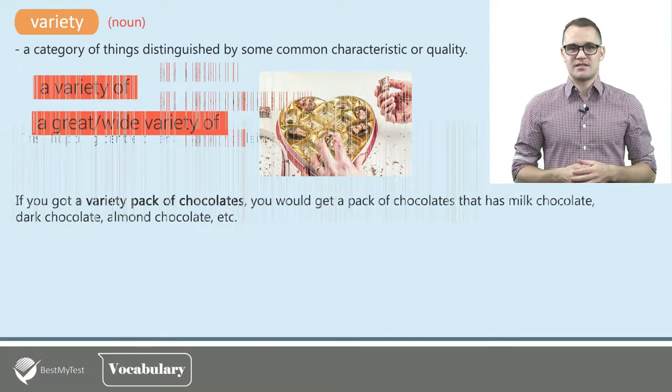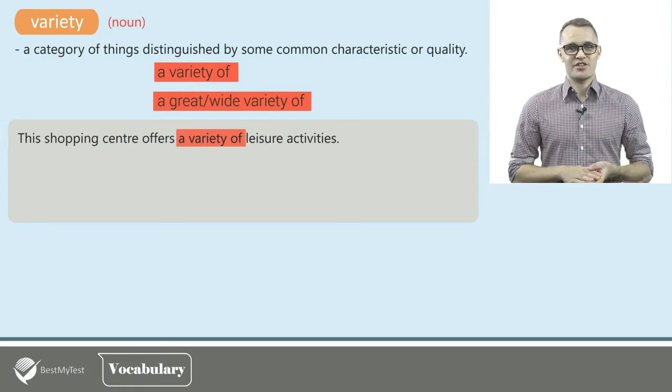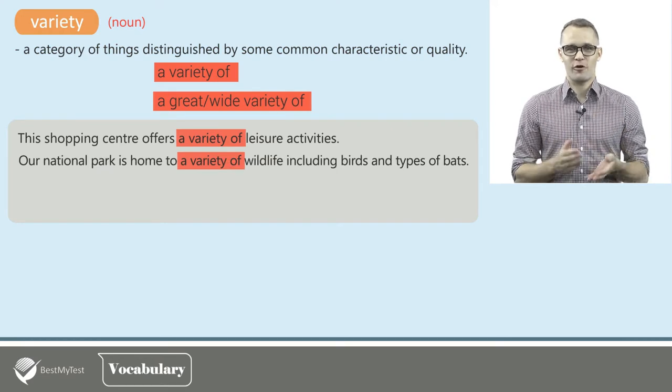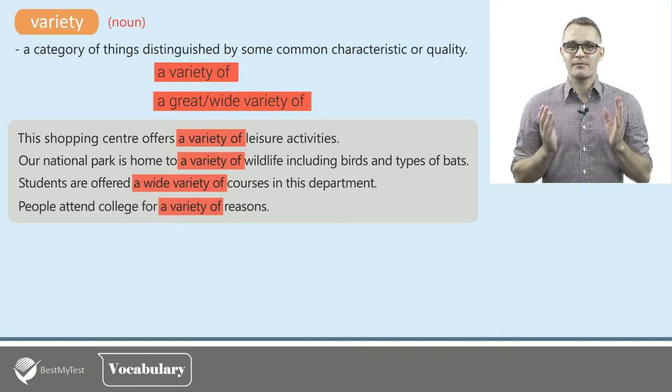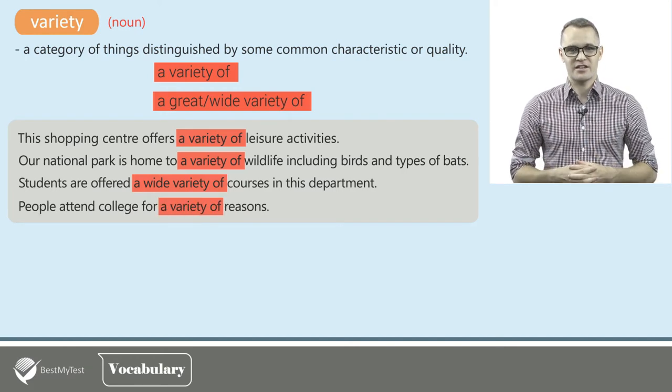Here are example sentences. This shopping center offers a variety of leisure activities. Our national park is home to a variety of wildlife, including birds and types of bats. Students are offered a wide variety of courses in this department. People attend college for a variety of reasons.